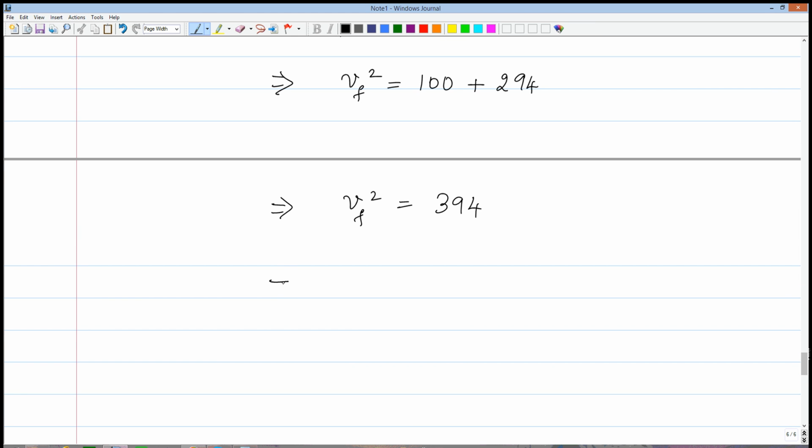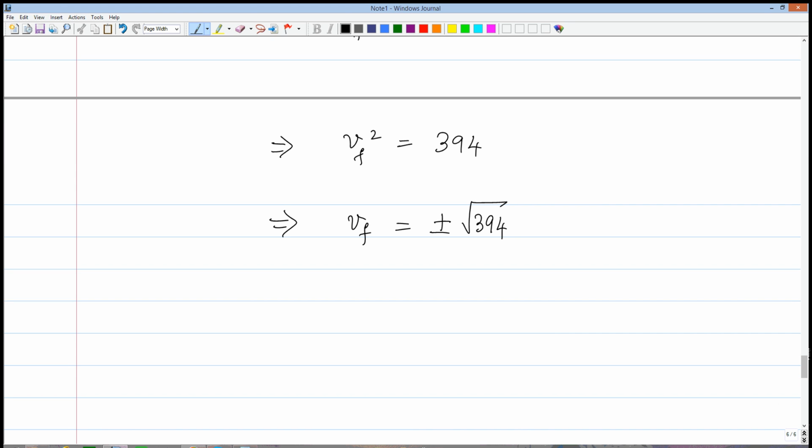So at this point, the common answer that a lot of people will put, they'll take the square root of 394 and put that as the answer. However, we must keep in mind that since we have vf squared here, when we find vf, we should have two choices, plus or minus square root of 394. The square root of 394 is going to be just under 20. It'll be 19 point something. So which correct answer will we choose? Is it plus square root of 394, or minus square root of 394?